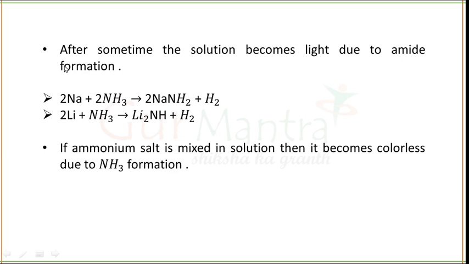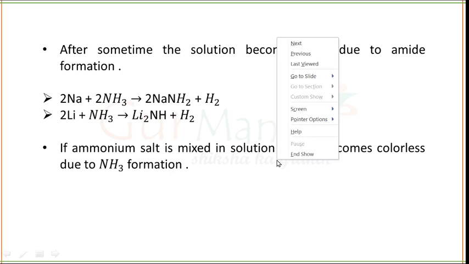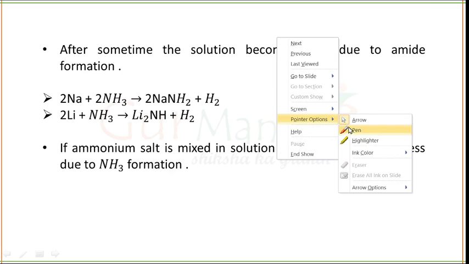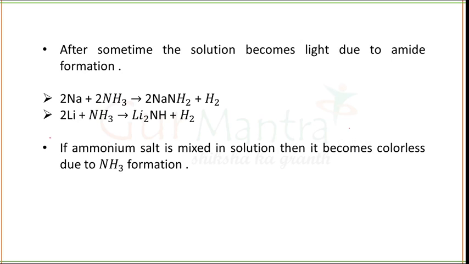Next, after some time the solution becomes light, due to the amide formation. And if you mix ammonium salt in that solution, then it will become colorless due to the formation of NH3. You have to remember this point because a question could be asked from this point. If you add ammonium salt in the solution, it becomes colorless. Why does it become colorless? Due to the formation of NH3.